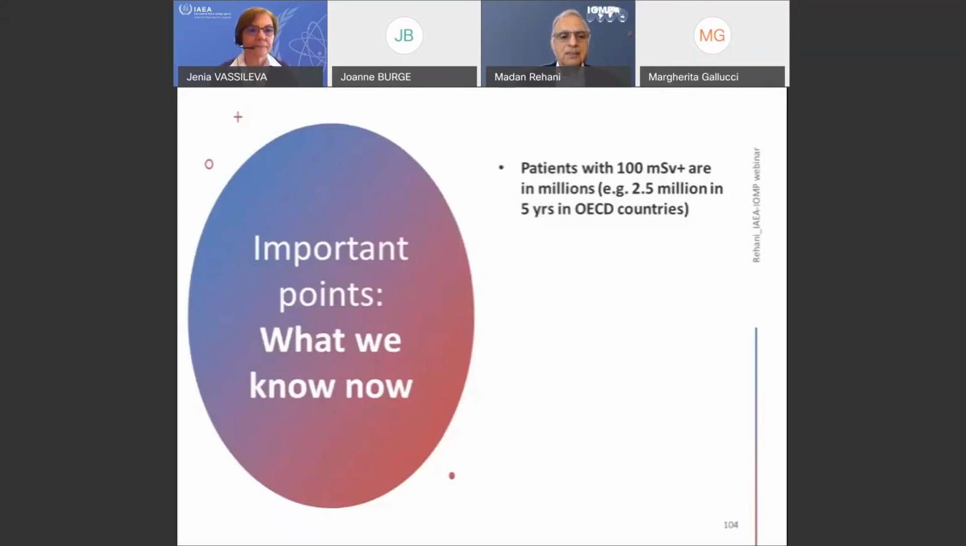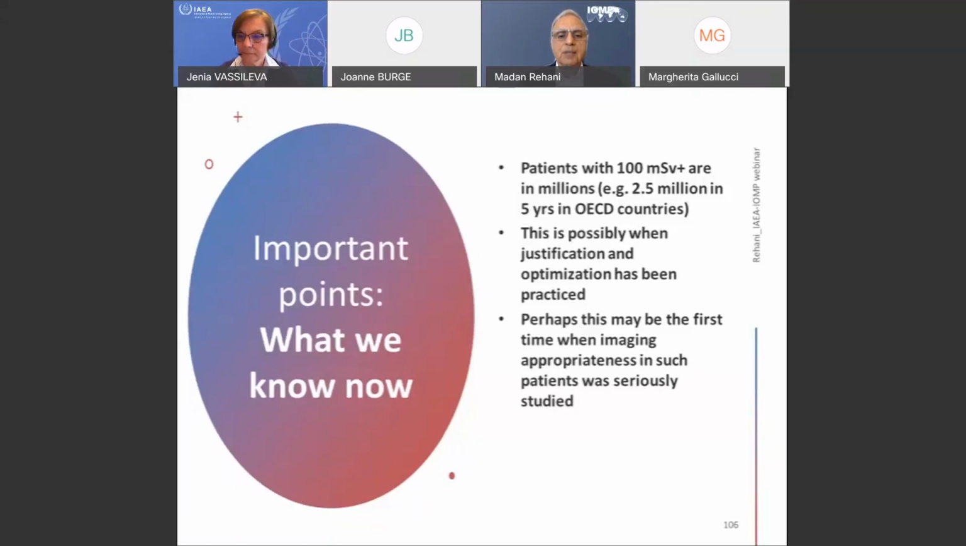So to summarize important points, what we need to know is that patients with 100 millisievert are in millions. As we have said, this is possible when justification and optimization has been practiced. And perhaps this may be the first time when imaging appropriateness in such patients was seriously studied.